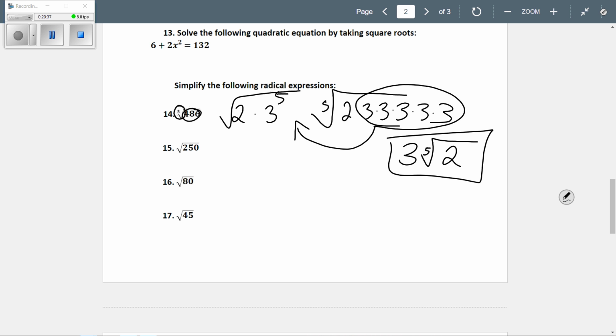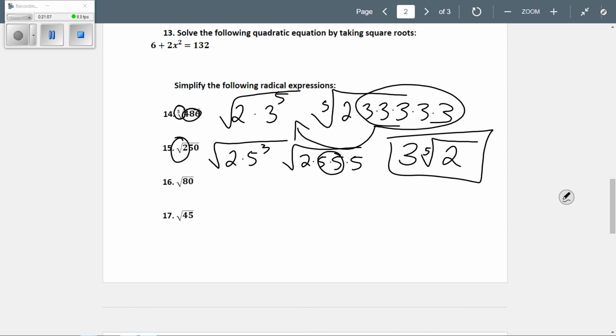Number 15, we see it's square root of 250. So we hit menu 2, 250. The simplest form is square root of 2 times 5 to the 3rd, or again, rewrite that 2 times 5 times 5 times 5. We are looking for partners because there's no number here, so we know that's a square root. We're looking for pairs, we're looking for partners.